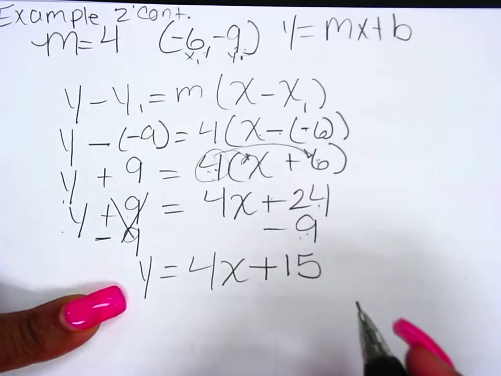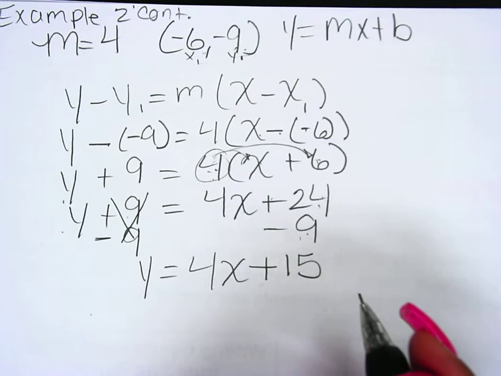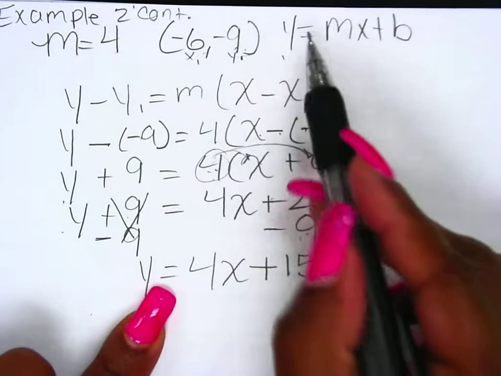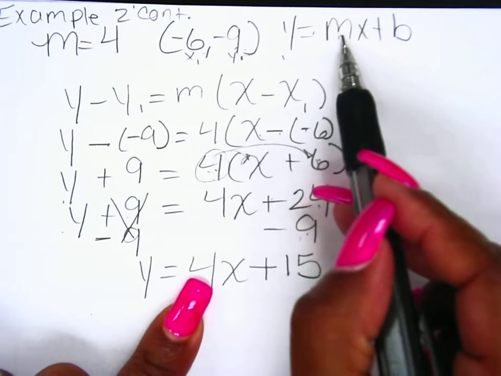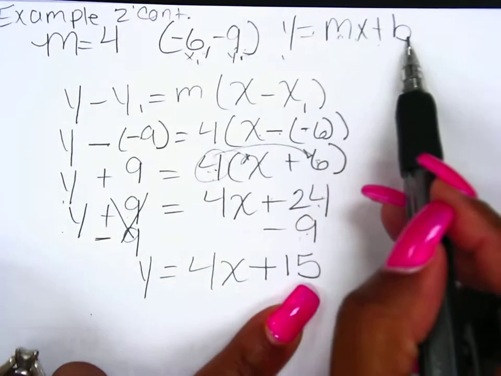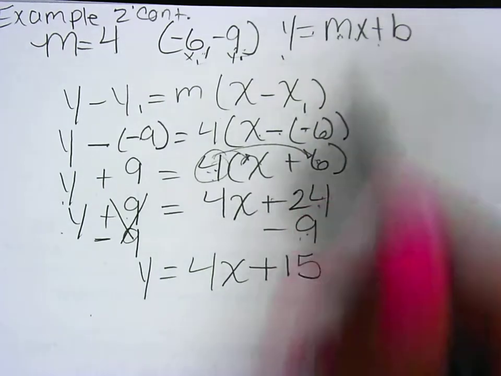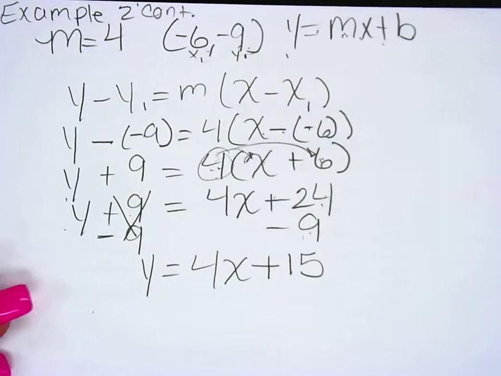There you go. Okay, we got the 15. So we have it in slope-intercept form. Look, y equals the slope, which is 4, x plus the y-intercept 15. Bam, we done. Hey, you see how we use the point-slope formula to help us get the slope-intercept form? Yeah, we're working what we know.